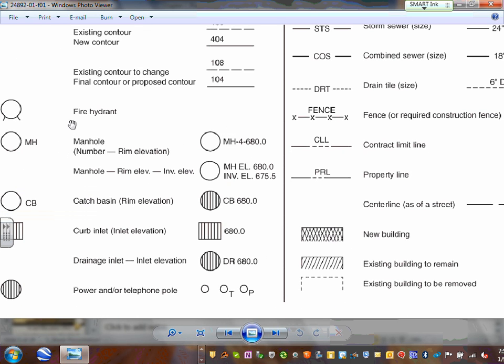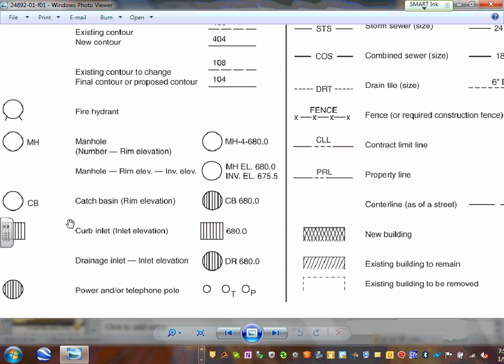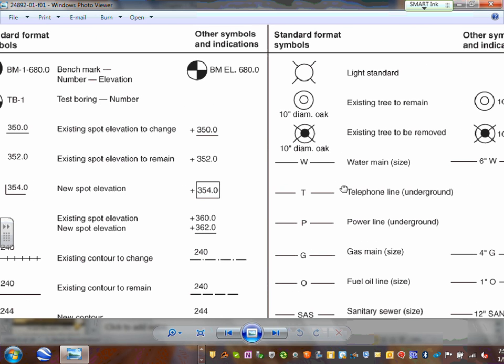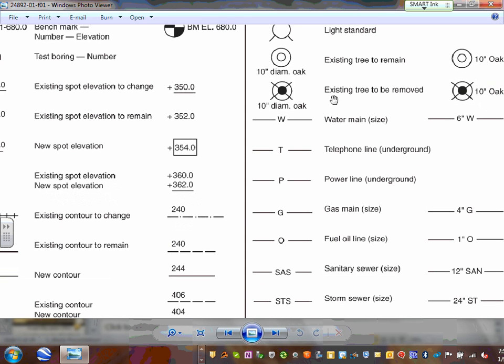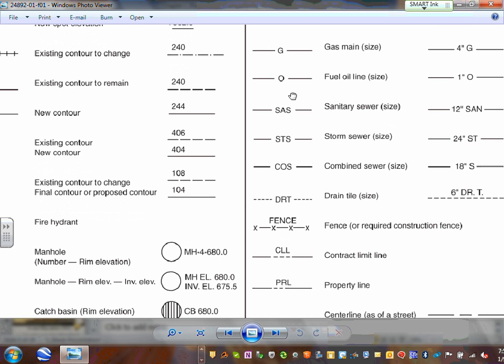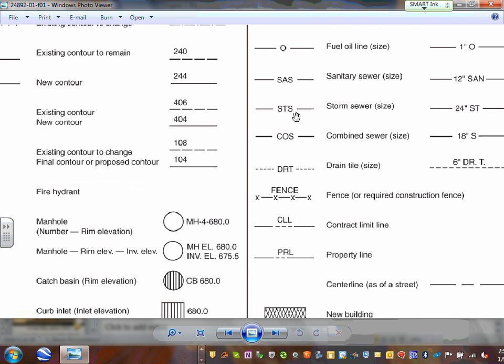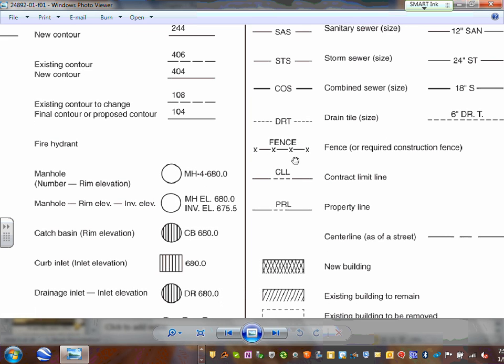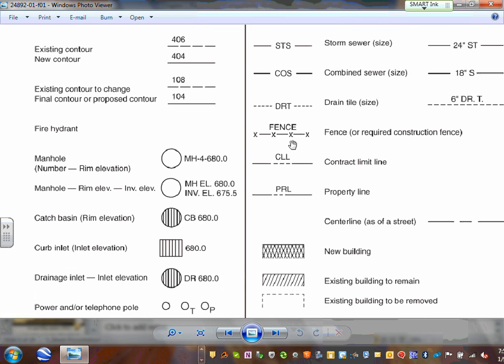Here's a manhole, fire hydrant, catch basin and what's not, rim elevation, power and telephone poles. These are all the symbols that you're going to encounter on a site. Light sites, that's the parking lot and what's not, existing trees, water. Look at this, a line like this: water line, telephone line, power line, gas line, fuel, oil, sanitation, storm, combined sewer, drain. So they will give you the other disciplines.